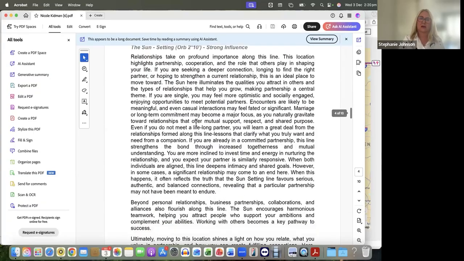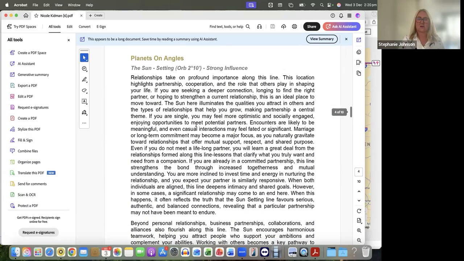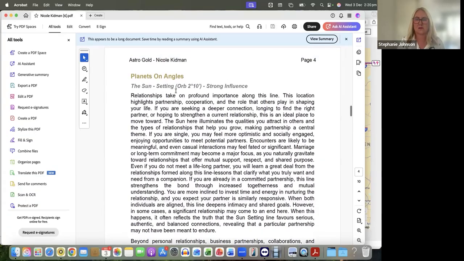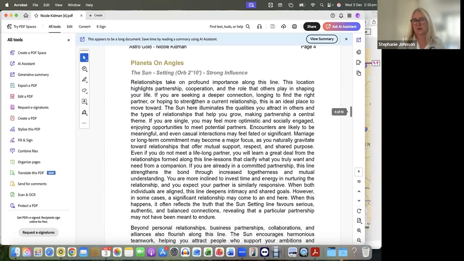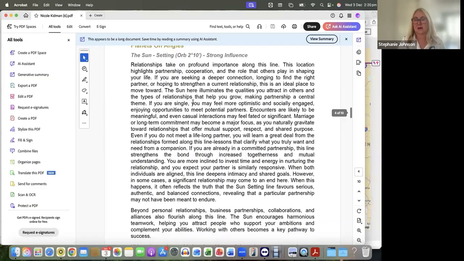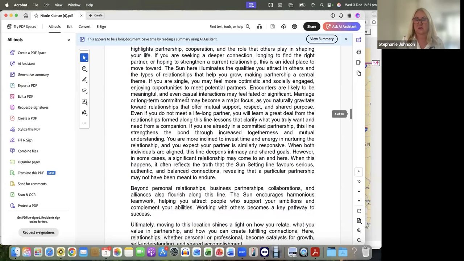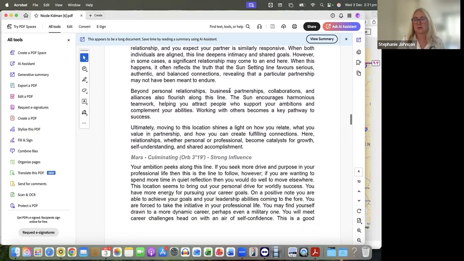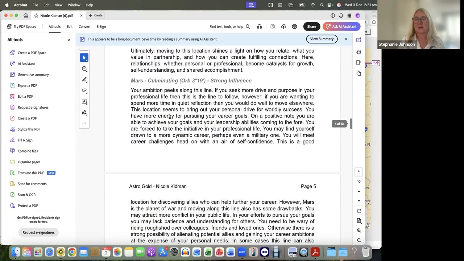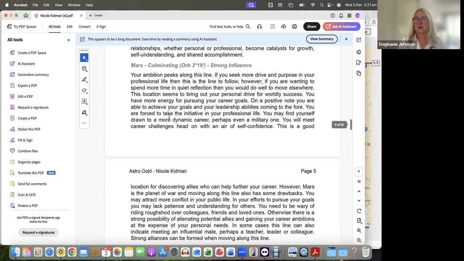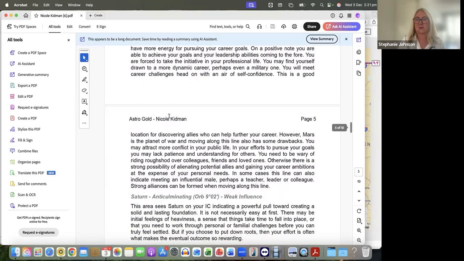And here we go. The sun setting through Nashville, and it's a strong influence. What I was saying earlier was this report will tell you if something is strong, weak, or medium based on the orb, so based on how far the lines are from the place of interest. So here it's strong. And you can see here, if you're reading it at all, relationships take on profound importance along this line. Also business partnerships. And then we see that Mars culminating is a strong influence as well. So she's pretty ambitious when she's there as well.